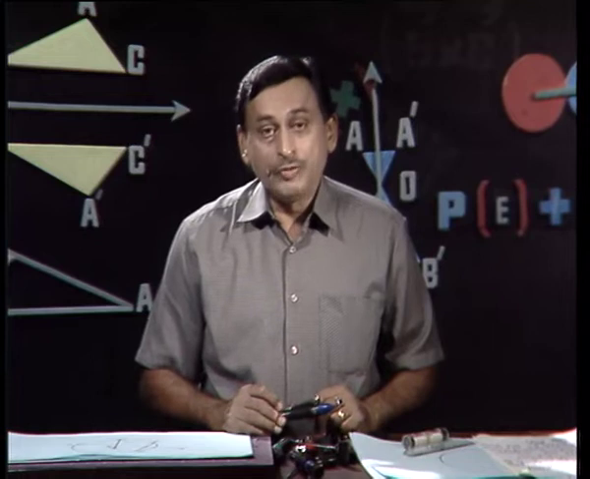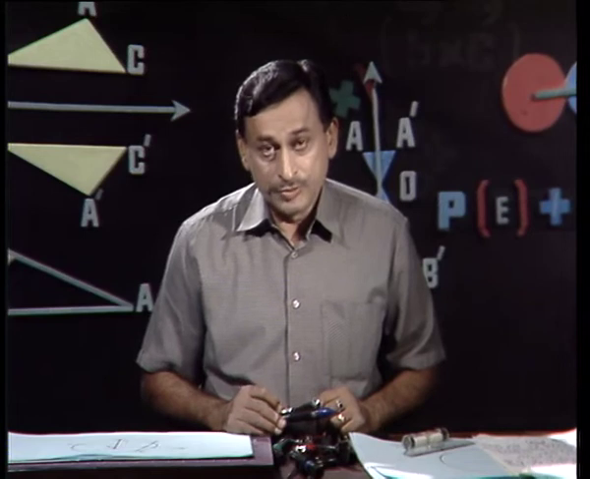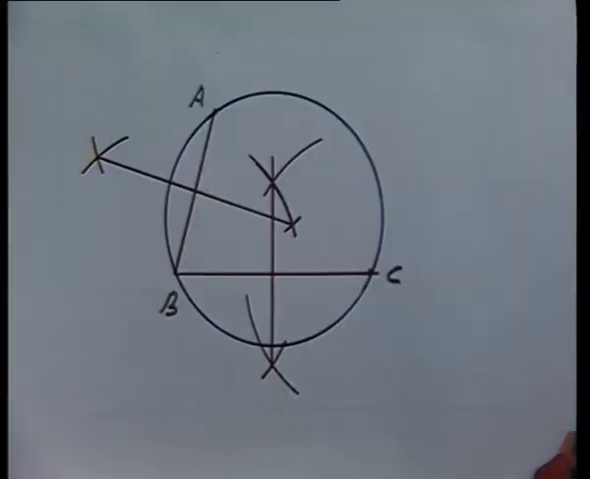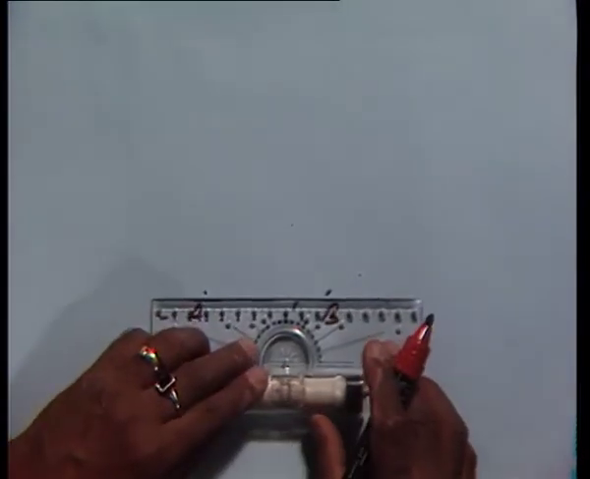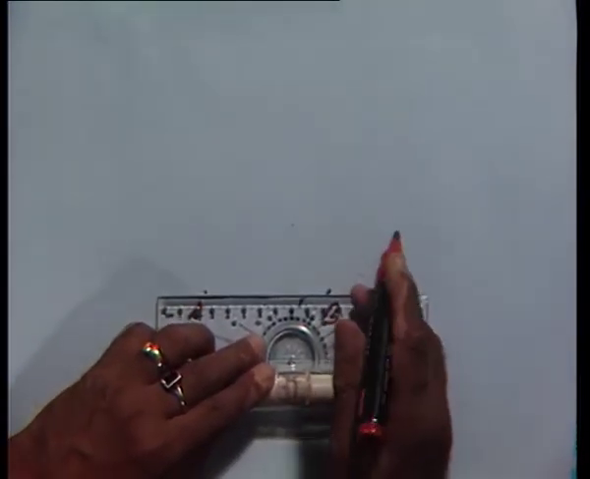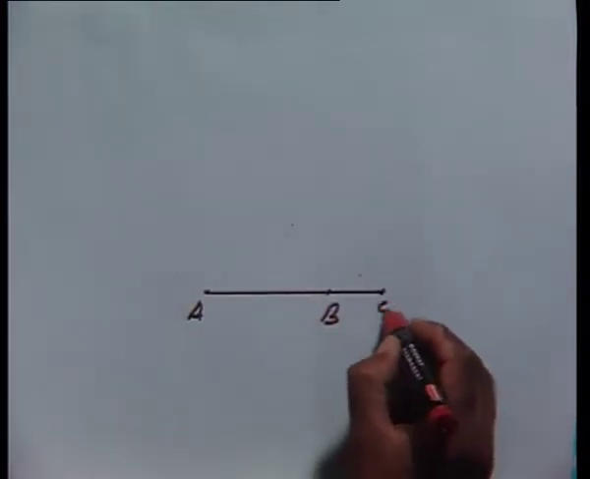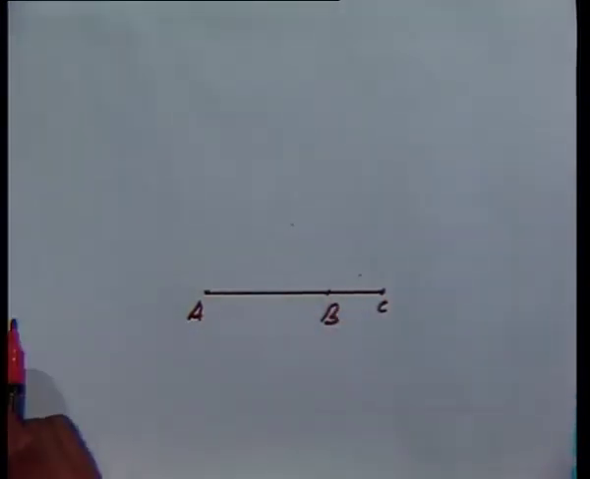What do you think will happen in case all three points are collinear? Can we draw a circle passing through such points? Well, let us see on the figure. In case I take three points which are collinear, collinear means one point here and another point here, and then if I join this, then this is the line. Three collinear points means the point C can be here or somewhere here. Now, we cannot draw a circle which is passing through all the three points which are in the same line.